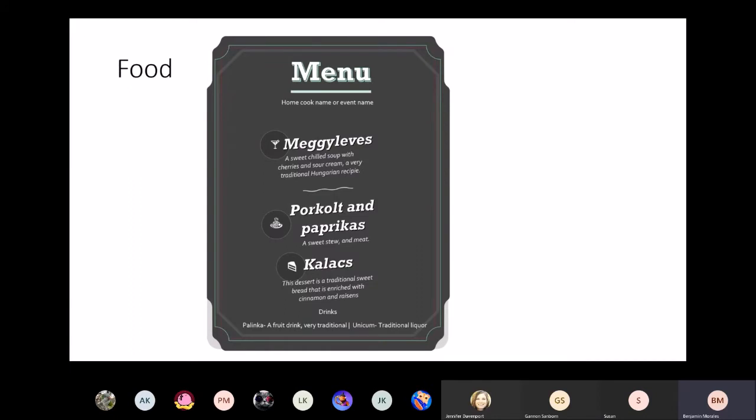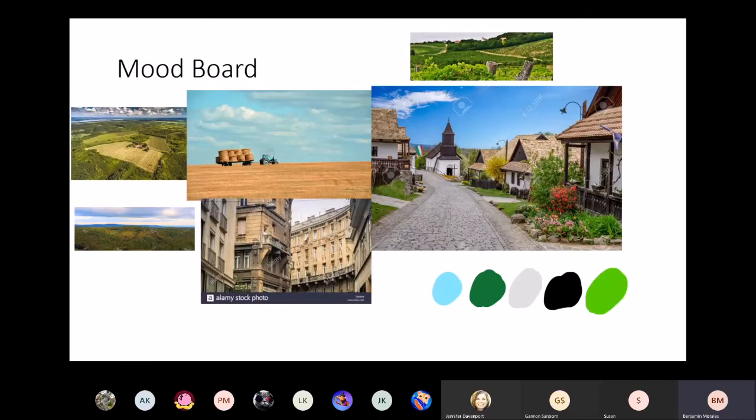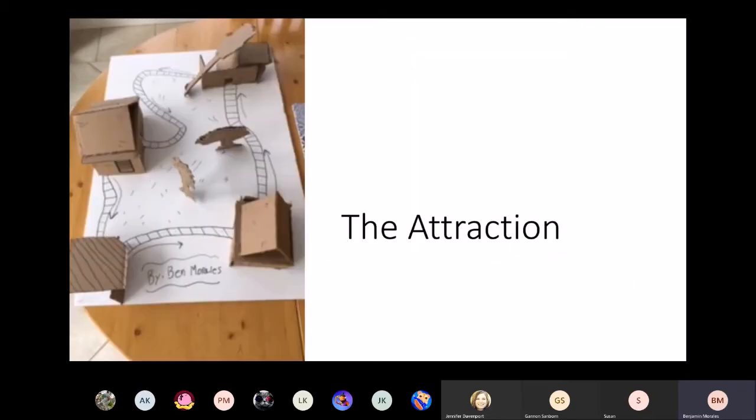So on the food, it would be basically 3 main Hungarian traditional foods with a traditional drink. I'm not going to try and pronounce those, but yeah. So this is everything basically put into one mood board, is what it's called. The colors, the architecture, the greenery, and the location, all put together to really show what the pavilion would be about. So the attraction. This is a picture of the ride that I made. I made it out of cardboard and styrofoam.